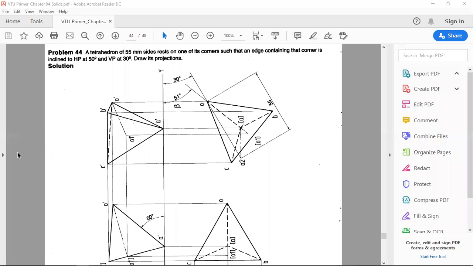Okay, welcome back. So today we'll discuss the tetrahedron. The tetrahedron of 55 size rests on one of its corners, such that an edge containing the corner is inclined to HP at 50 degrees and to VP at 30 degrees. So, first, if it has mentioned a tetrahedron, you should know what a tetrahedron is.